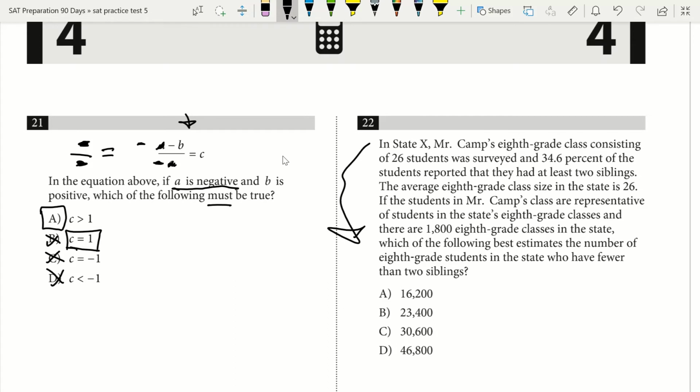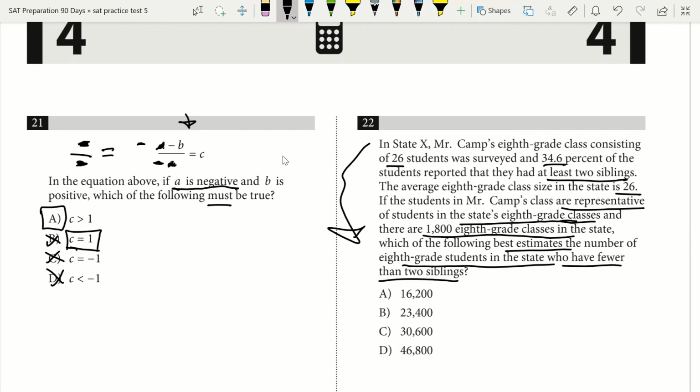All right, so we got question 22 here. We see that it's obviously going to be a fairly long word problem, so let's just go ahead and get started with it. In state X, Mr. Camp's 8th grade class consisting of 26 students was surveyed, and 34.6% of the students reported they had at least 2 siblings. The average 8th grade class size is 26, and the students in the class are representative of the state's 8th grade class, and there are 1,800 8th grade classes in the state. Which of the following best estimates the number of 8th grade students that had fewer than 2 siblings?